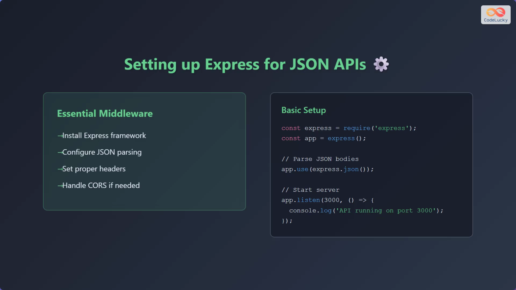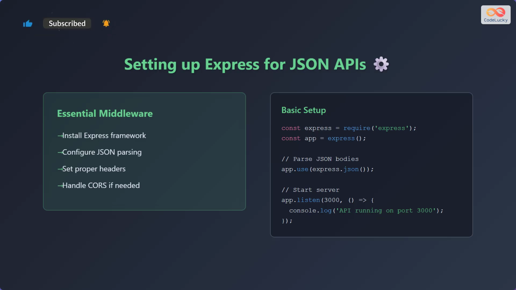Now let's delve into setting up Express specifically for JSON APIs. Some essential middleware components are required for this purpose. First, we need to install the Express framework. Then we configure JSON parsing. After that, we set proper headers. Finally, we handle cross-origin resource sharing, also known as CORS, if needed.